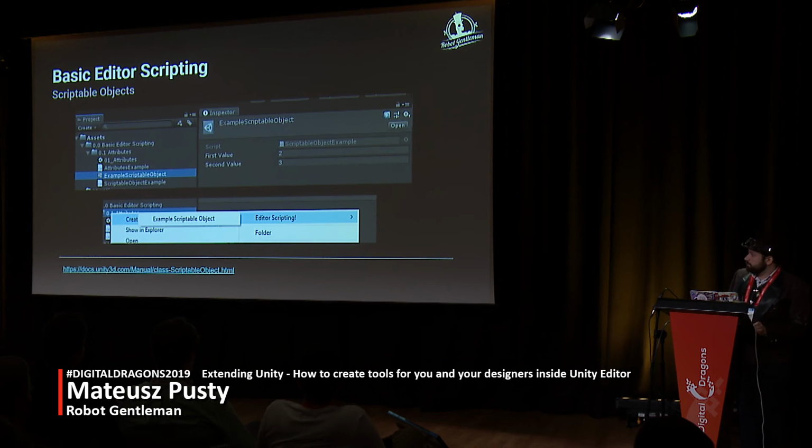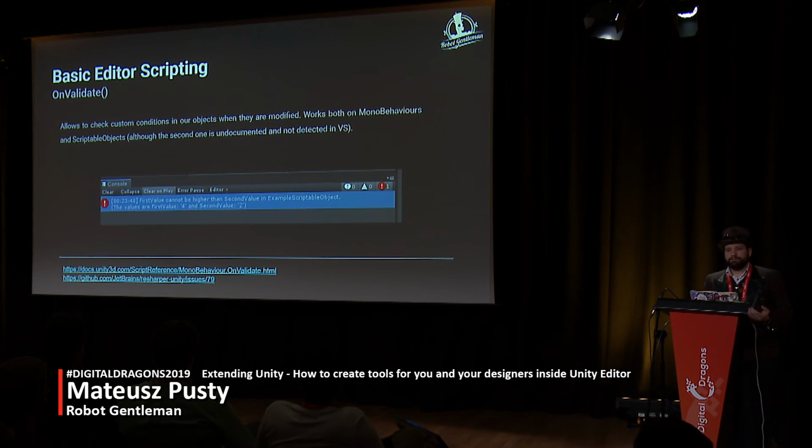It looks like this. We have a scriptable object that's created through this menu entry. We have our scriptable object then created in our asset files, and if we click on it, we can see in the inspector the first and second value that we just defined.